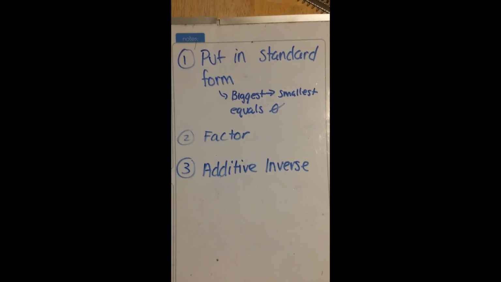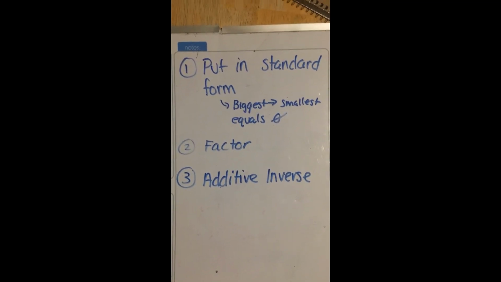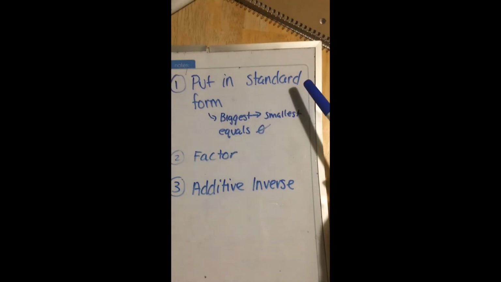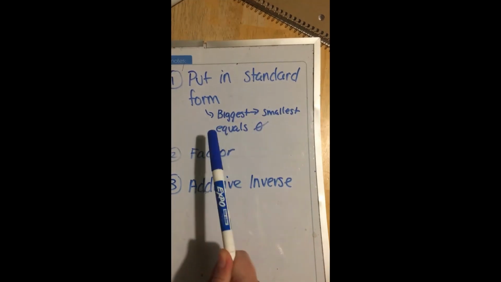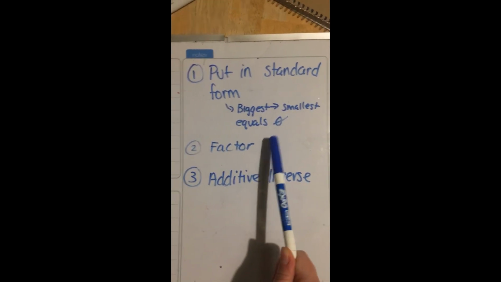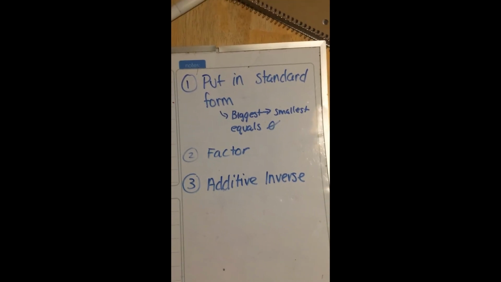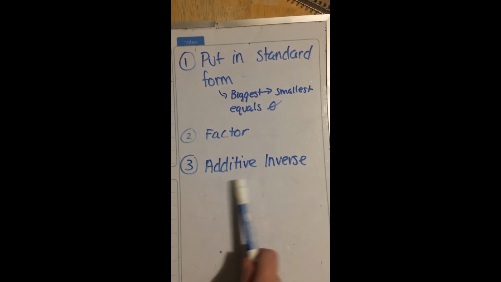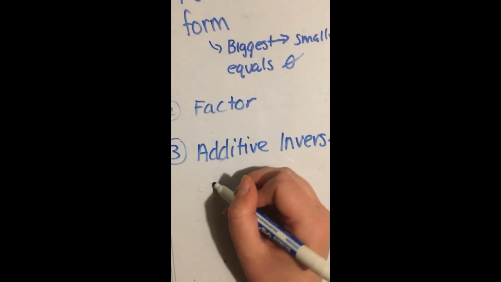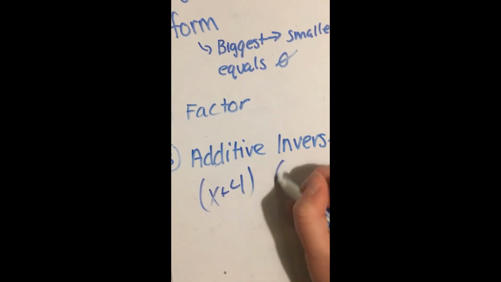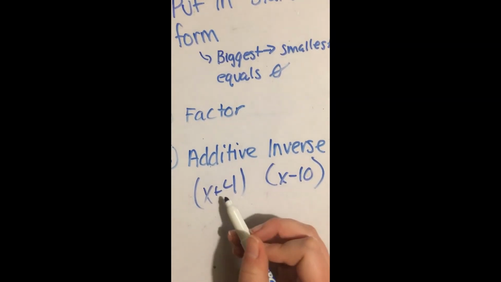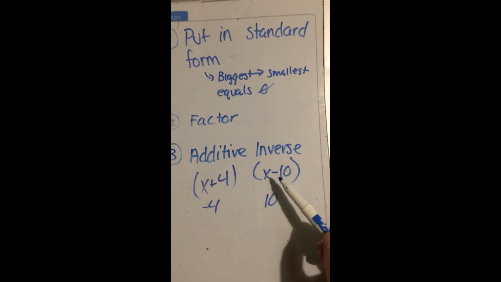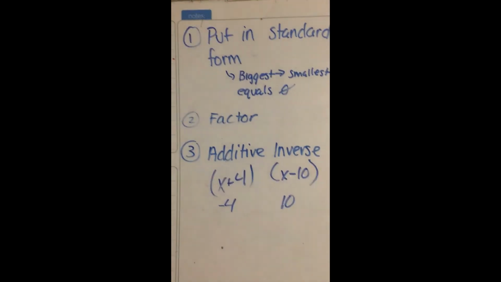So if we want to put the steps down simply, all that we're doing to solve trinomials when a equals 1 is, first, we put the trinomial in standard form, so from biggest to smallest and equal to 0. Then we factor it, so we're left with x plus or minus something and x plus or minus something, and then we take the additive inverse. In that last problem, x plus 4, x minus 10: if it's plus 4, it's going to be negative 4. If it's negative 10, it's going to be positive 10. Whatever the opposite is, that's your answer.